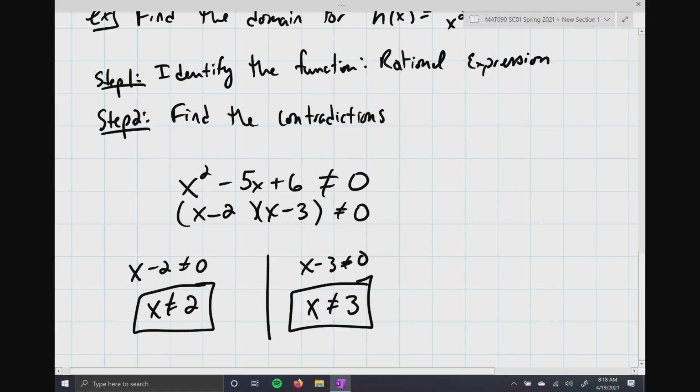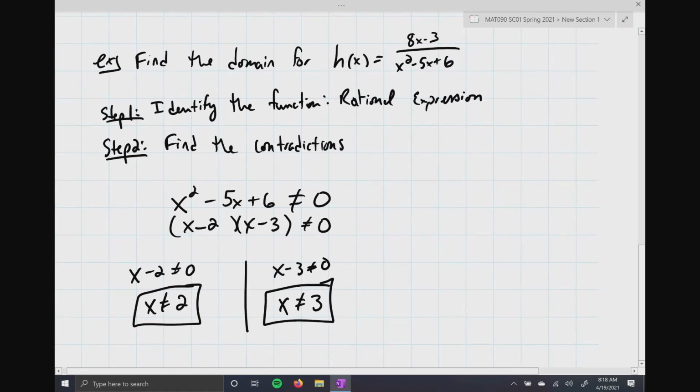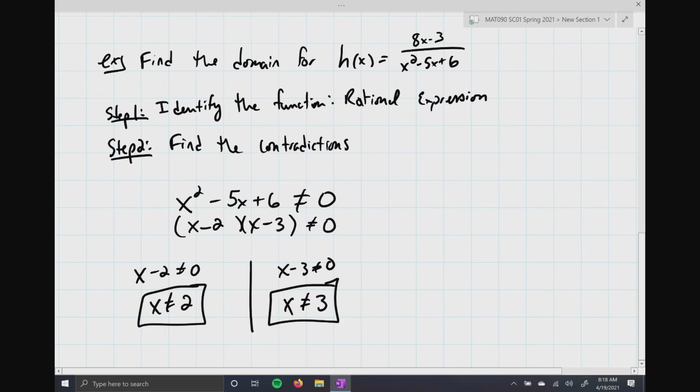In other words, I can use any number I want in this function h of x. The only two that I'm not allowed to use are x cannot equal 2 and x cannot equal 3.